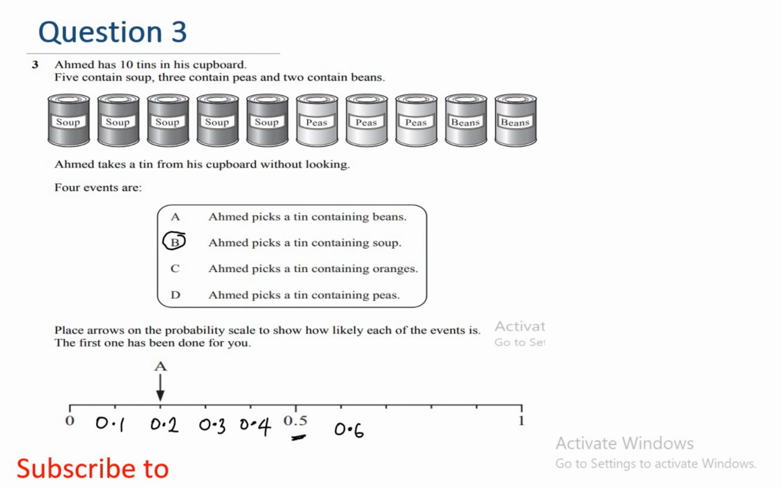Okay, this B, A has been done. Hold on. Beans is just this two, it has been done. So B, Ahmed picks a tin containing soup. For soup, you have 1, 2, 3, 4, 5 tins out of 10 tins. That's 0.5, right? 5 divided by 10 is 0.5. You come under 0.5 and place your B.